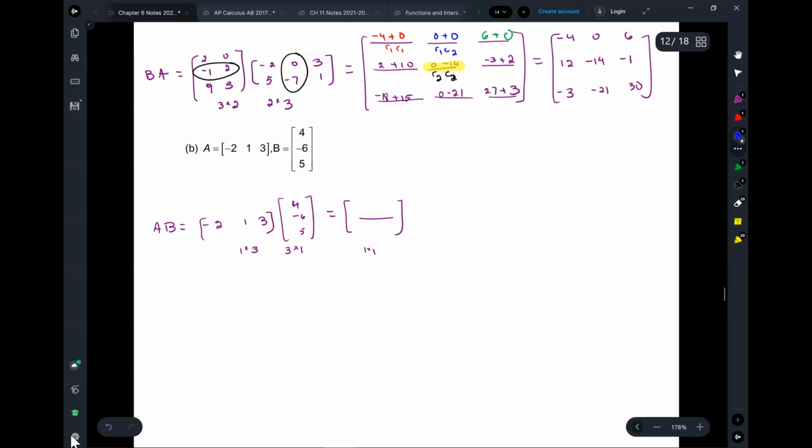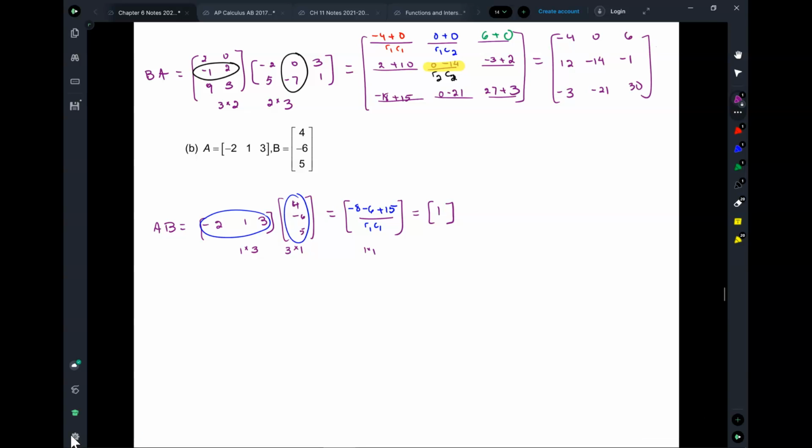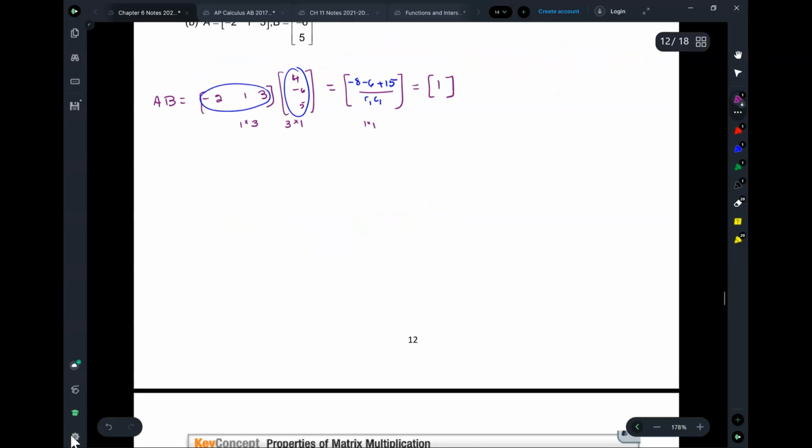So this term, we can still call it row 1, column 1. That means I take row 1 with column 1. That's all I got. So negative 8, negative 6, 15 is just a 1. Okay? So that's still a matrix. It needs its bracket, but it's just 1 in there. Okay? All right. Let's do BA.